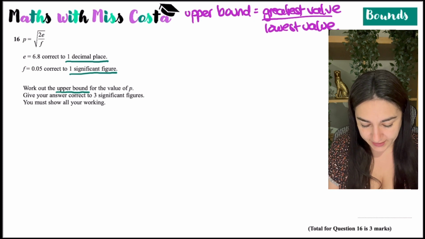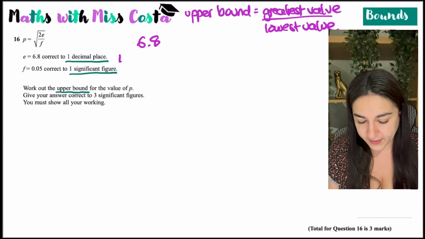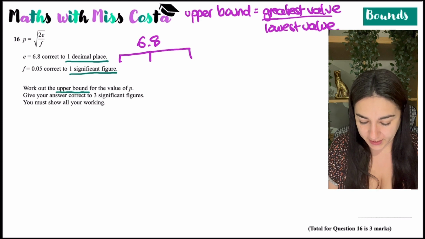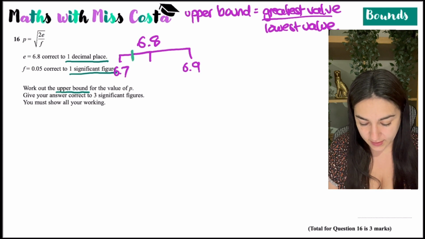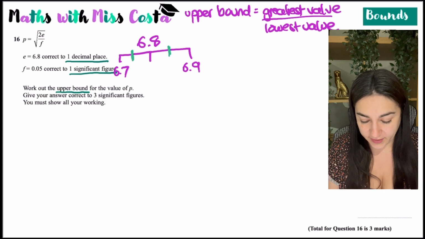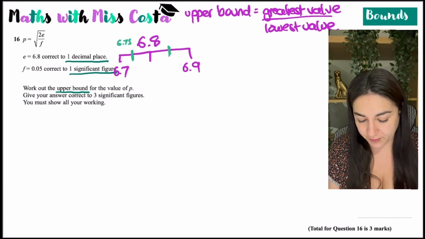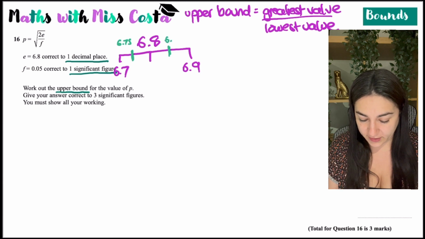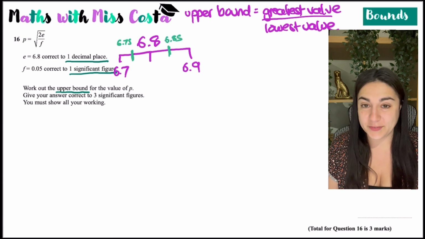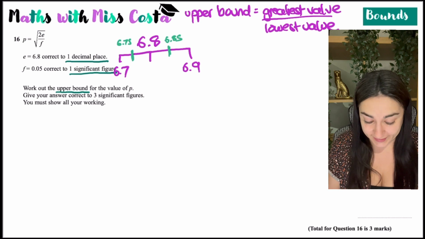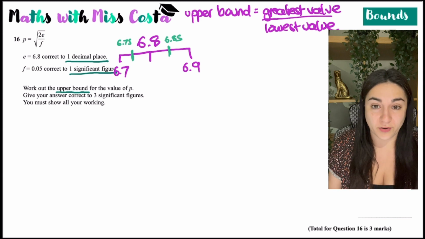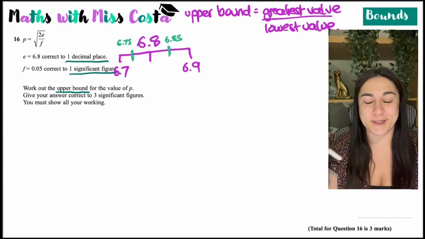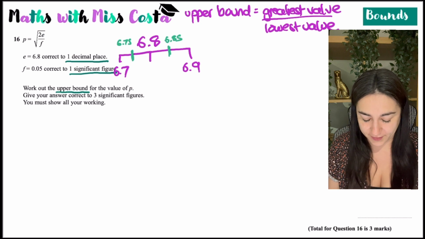So let's have a look at E. 6.8 correct to 1 decimal place. If it was 6.9 or 6.7, it would have rounded differently. So therefore the bound within which it lies, the lowest value it could be is 6.75, and the largest possible value it could be is 6.85. Now obviously we know that it's not 6.85, we just use this for bounds, it's fine. It would technically be 6.849 recurring, but instead of doing that, we just say it's 6.85.